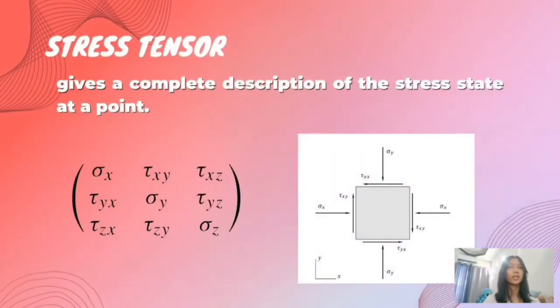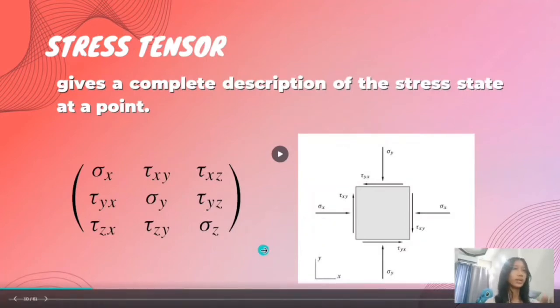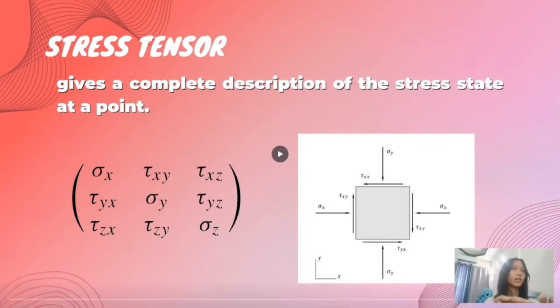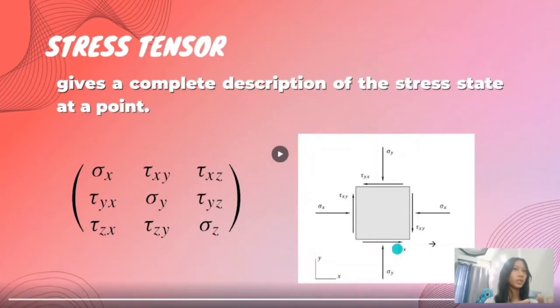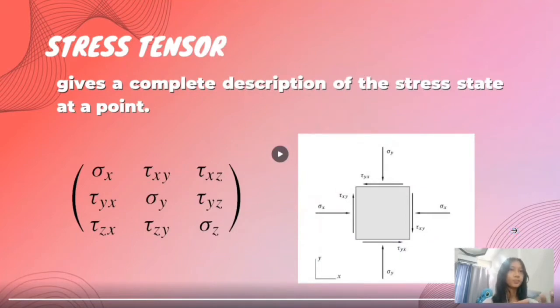Now, dito naman tayo sa stress tensor. Pinadali ko na lang yung explanation dito kasi yun lang rin naman siya. So, it gives a complete description of the stress state at a point. So, as you can see, ito siya, yung naka-parenthesis. Para lang siyang collection ng vectors para makuha yung isang quantity. So, siya yung nagde-describe doon sa force sa bawat, katulad dito sa illustration. Yung force na to is the sigma x, sigma y, tau yx, tau xy, and so on. So, the stress tensor is ito, yung sigma x, tau xy, tau xz, tau yx, sigma y, tau yz, tau zx, tau zy, and sigma z.